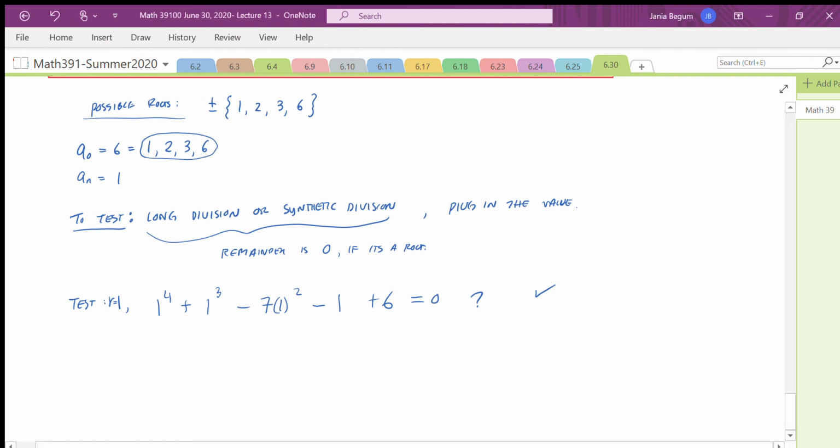So 1 is a root. So we found one of the roots. So we can say R1 is equal to 1. That's good. We need 3 more to go. Now you can keep going.